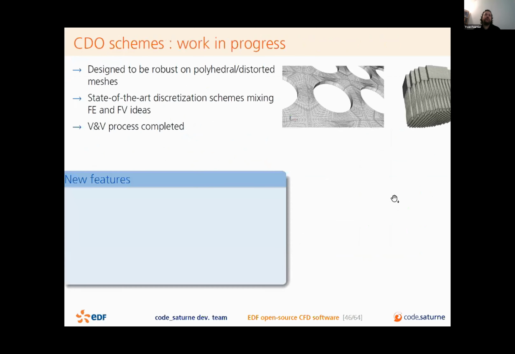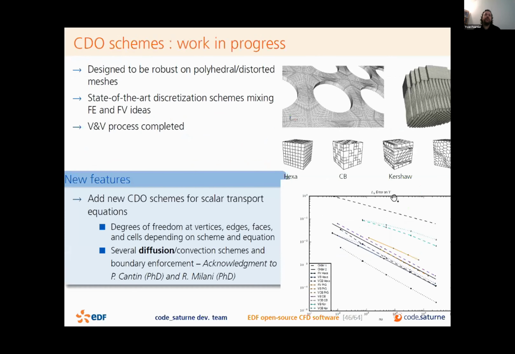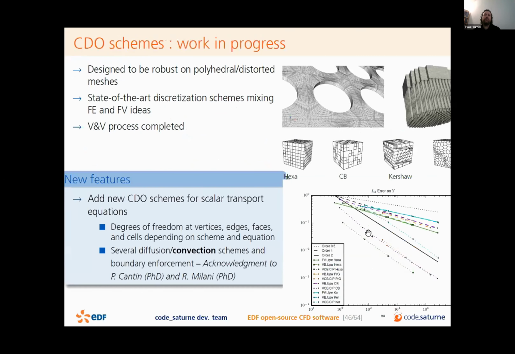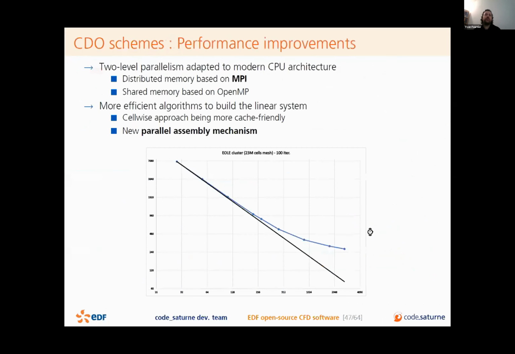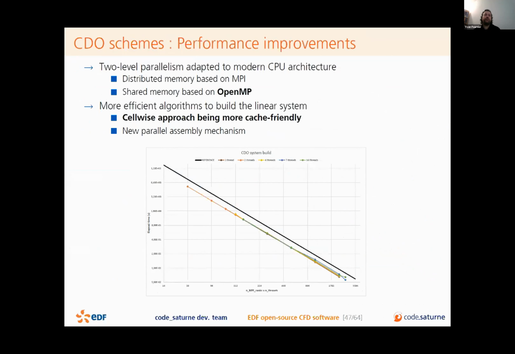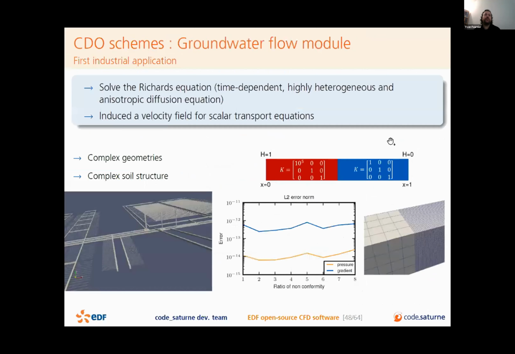A lot of work has been on new discretization schemes. So there's work in progress here, which is designed to be more robust on polyhedral distorted meshes with a lot of upstream verification. So I'll just go fast on that. And since this is newer code, it was written with modern architectures in mind, and basically we have much better shared memory behavior. Cellwise approach, which is more cache friendly, and especially better interoperability with external libraries.